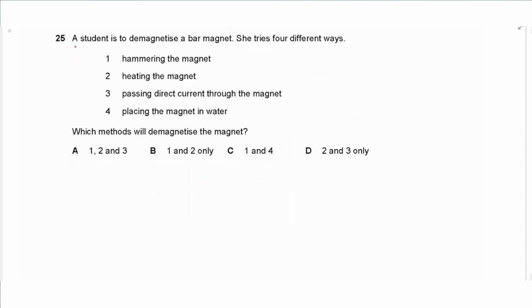Question 25 says a student is to demagnetize a bar magnet. She tries 4 different ways. Hammering the magnet, that would work. Heating the magnet works also. Passing direct current through the magnet, that does not do anything. Placing the magnet in water, no also. So which methods will demagnetize the magnet? Only 1 and 2, so the answer is B.